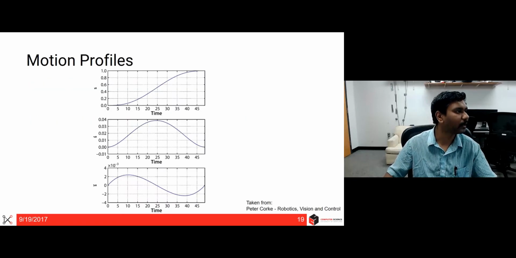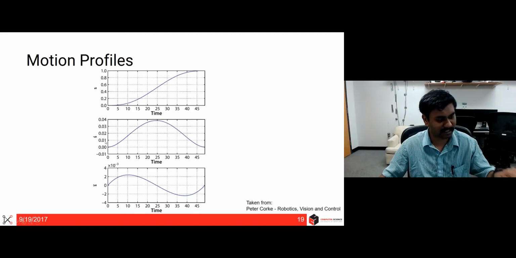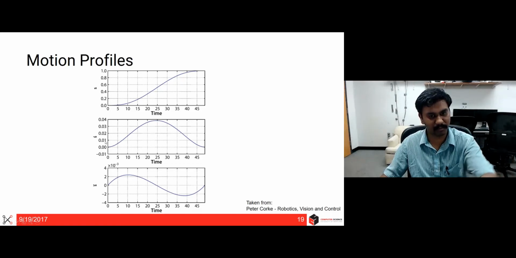Okay, let's move on. If you look at Peter Corke's Robotics, Vision and Control textbook, you would see the motion profiles as follows. This is basically plotting the position, where S here is the position, versus time for a quintic trajectory. Note that this is not for a cubic trajectory, but for a quintic trajectory. And S dot is shown as a smooth velocity, starts from 0, increases, then drops down.